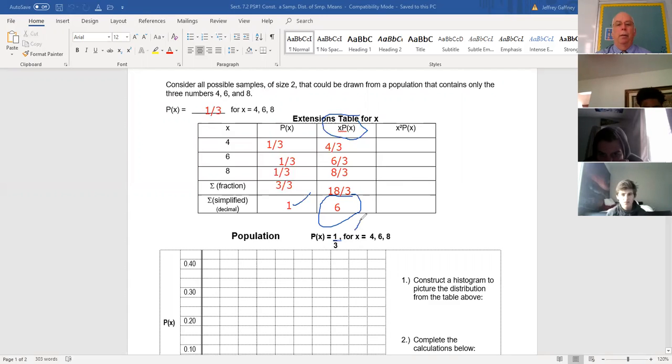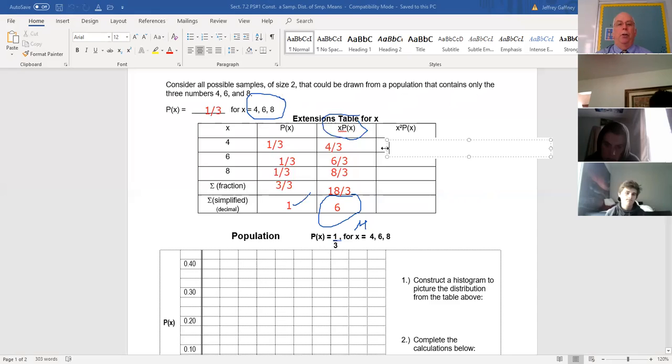Mean? The mean. All right, so no surprise there. And that makes sense. If I add 4, 6, and 8 together, which comes out to be 18, divide by 3, that's the average or the mean, all right?